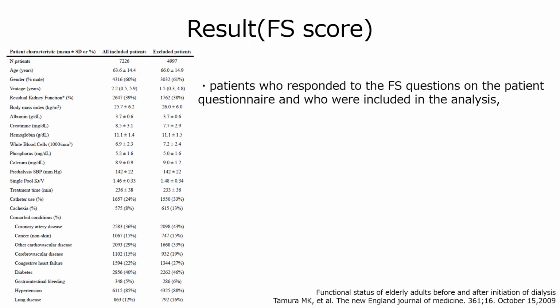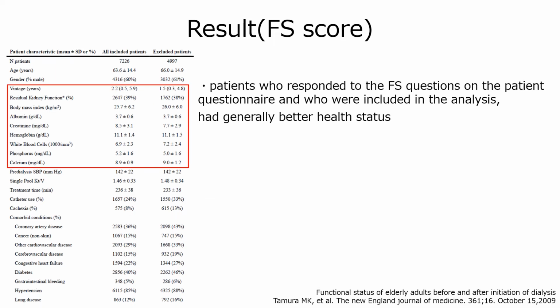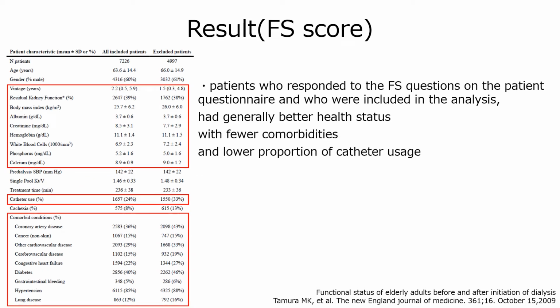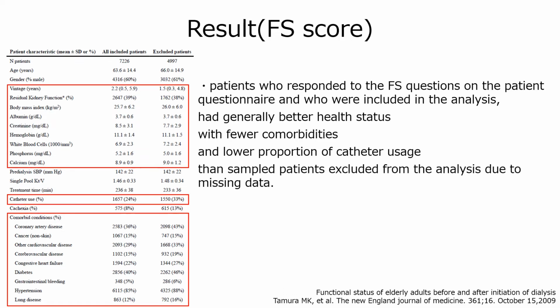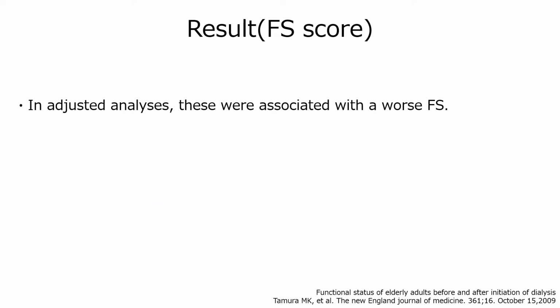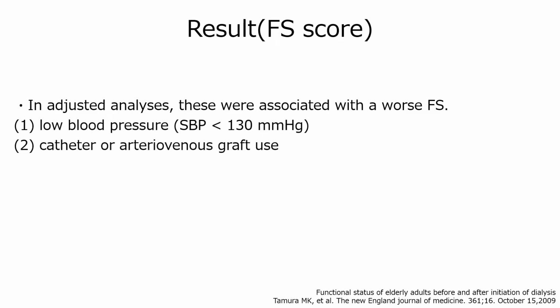Patients who responded to the functional status questions on the patient questionnaire and who were included in the analysis had generally better health status, with fewer comorbidities and a lower proportion of catheter usage than sampled patients excluded from the analysis due to missing data. In adjusted analysis, a worse functional status was associated with low blood pressure, catheter or arteriovenous graft use, and high BMI.